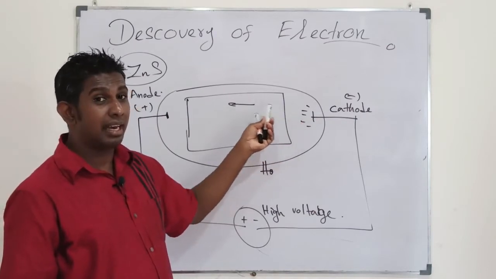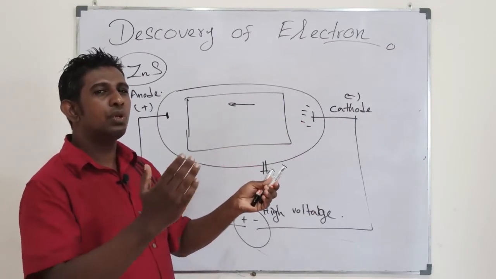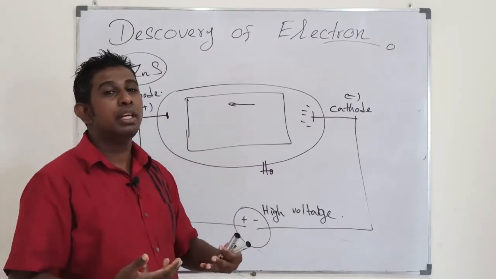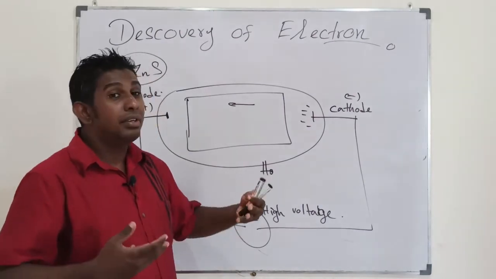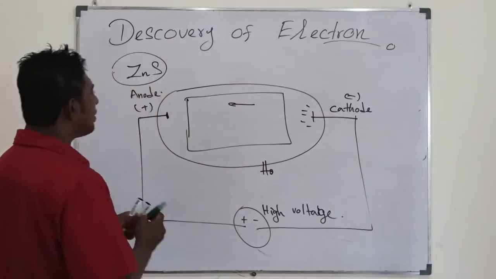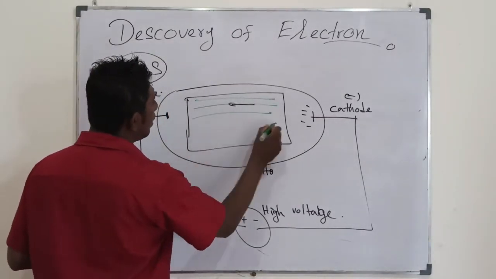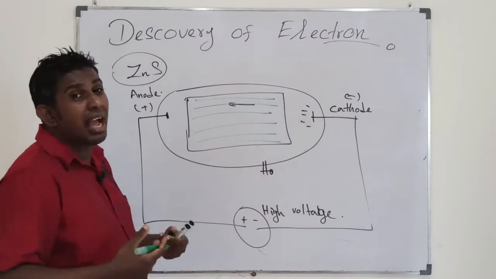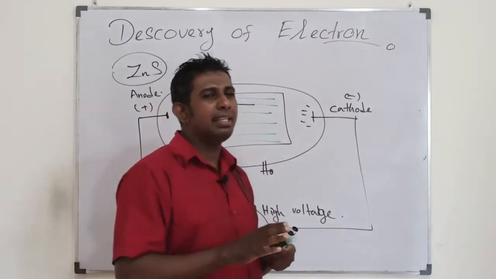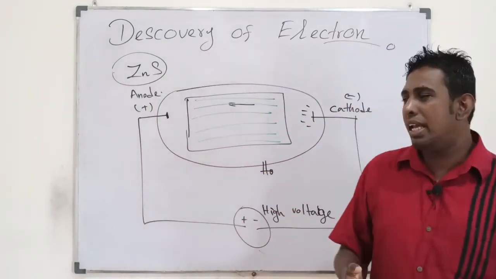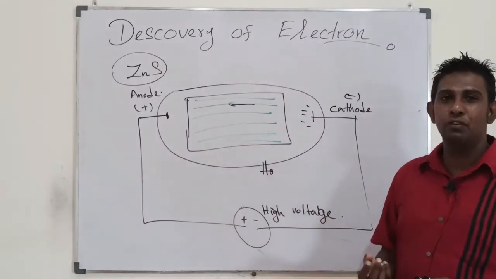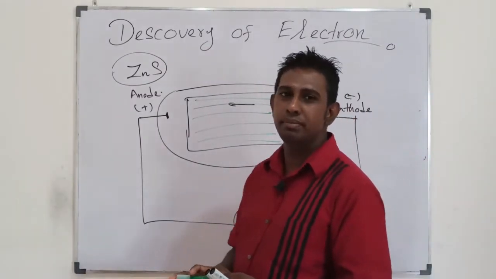If any rays are traveling, then those would spot on the screen, giving an illumination. Then you would be able to reveal the rays. Okay, then we could see some yellowish green rays evolving. So he revealed that these kind of rays are evolving from the cathode when you provide the high voltage with a low pressure inside the tube.